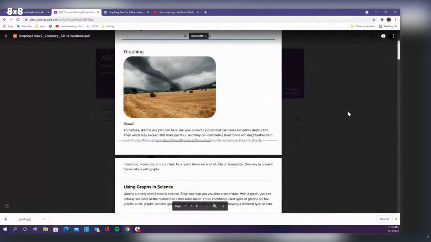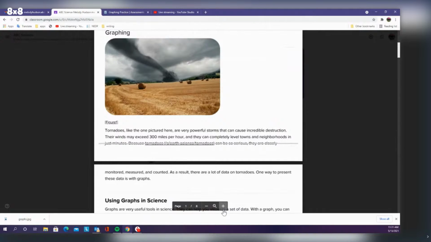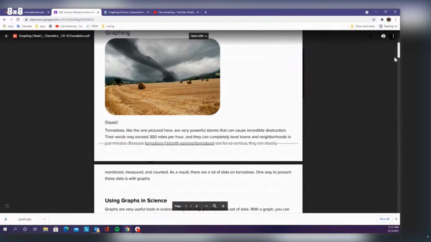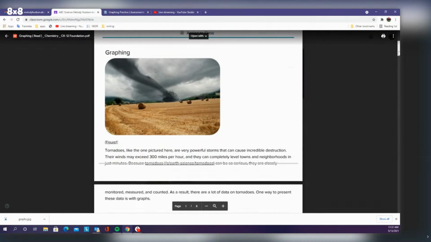Let's start here. Tornadoes, like the one pictured here. Can we make it bigger for you? There we go. Are very powerful storms that cause incredible destruction. Their winds may exceed 300,000 miles an hour, and they can quickly level towns and neighborhoods in just minutes. Because tornadoes can be so serious, they are closely monitored, measured, and counted. As a result, there are a lot of data on tornadoes, and one way to present these data is with graphs.